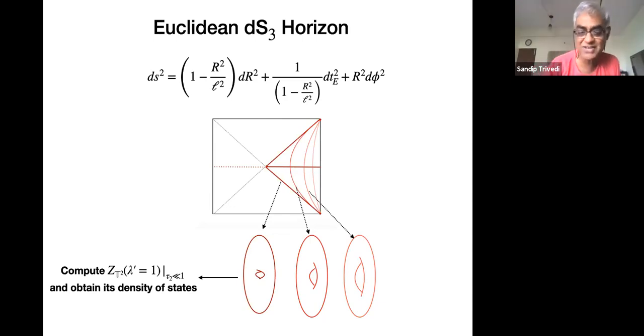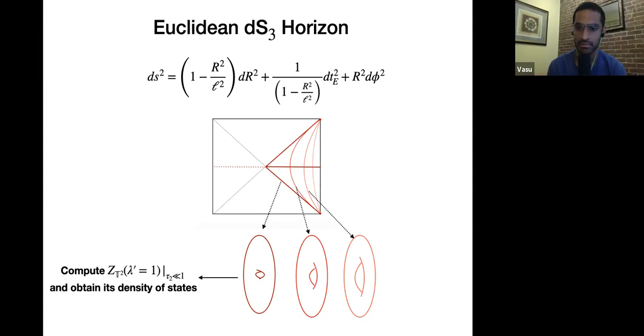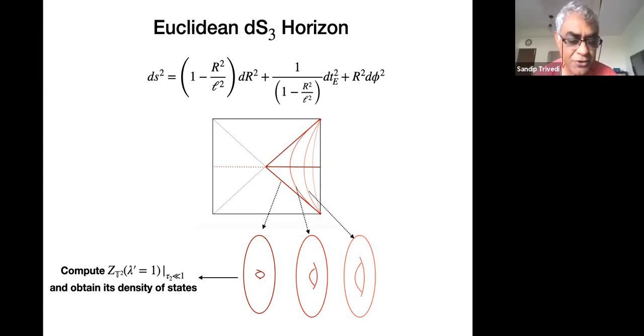Okay, Vasu, question, which is, are you looking at just pure gravity in AdS3 and you are going to try and explain the entropy of the de Sitter horizon in that theory? Is that what you're trying to do through a TTbar deformation? Or what exactly are we trying to accomplish here? Sorry, again, right.